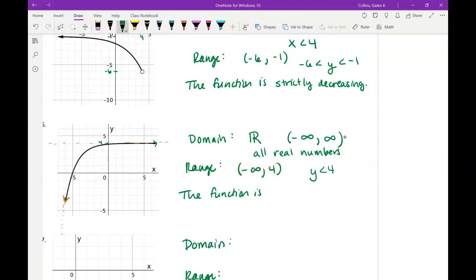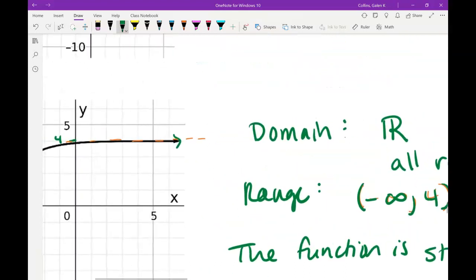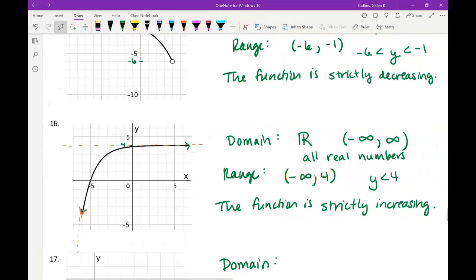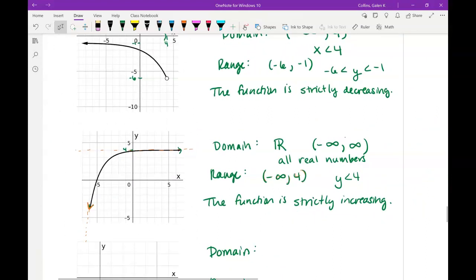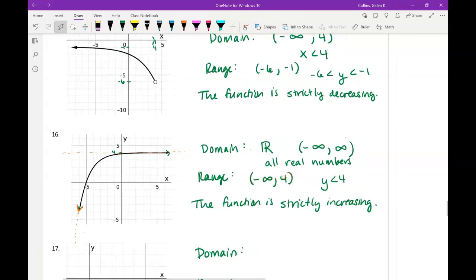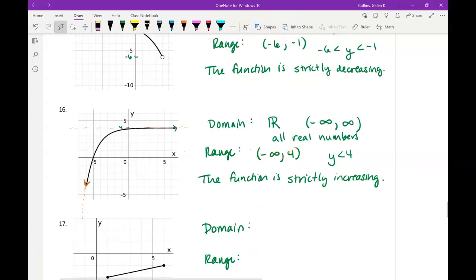All right, so this function is increasing. In fact, we could say it is strictly increasing. So from left to right, it's always going up, although it does look like we have an asymptote. The function still increases there. It's just such a small increase that it still never reaches 4.